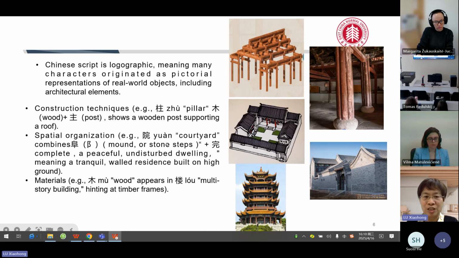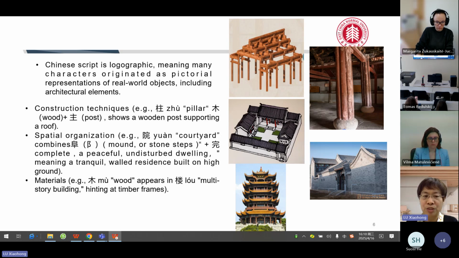So with this word yuan, Chinese character, we can find a kind of special organization. So in the following, when you have the word yuan, usually it means it has a kind of walled enclosure. And now, through the Chinese character, we can also find the materials of the architecture.